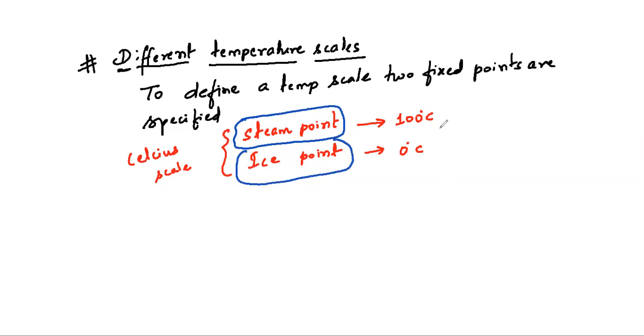Only thing is that in Fahrenheit scale, you may call it 32 degree Fahrenheit. You may call this as 212 degree Fahrenheit, like that. In Kelvin scale, you will call this as 273.15 Kelvin, and this you will call it as, right? You have already heard of this, right? All of you? Yes. Okay, very good.